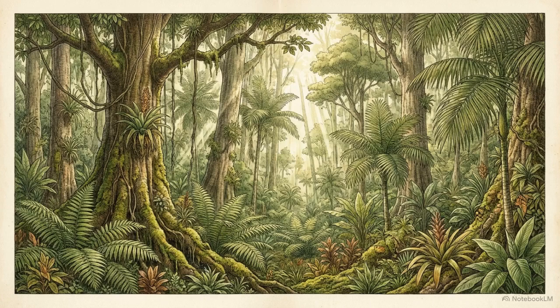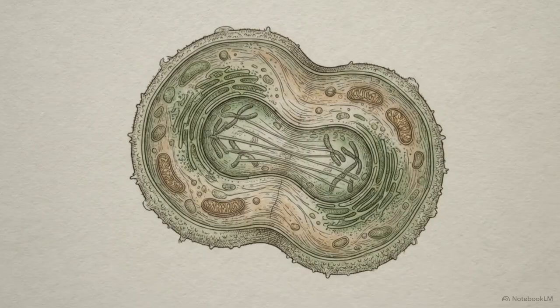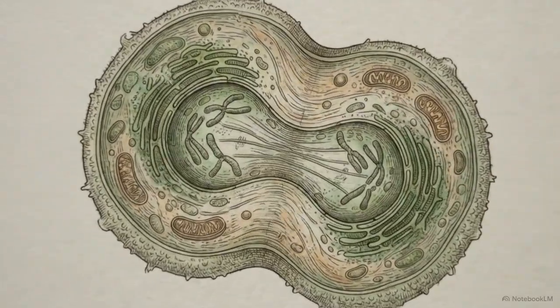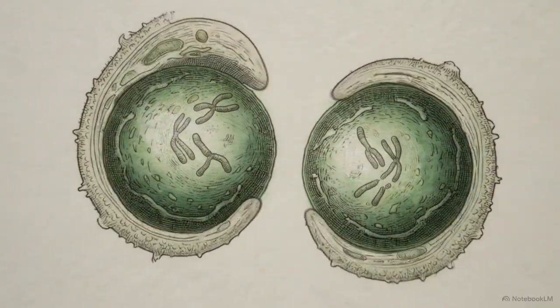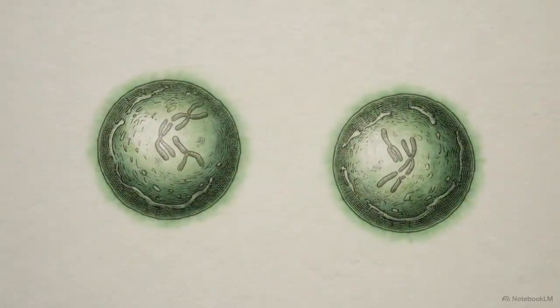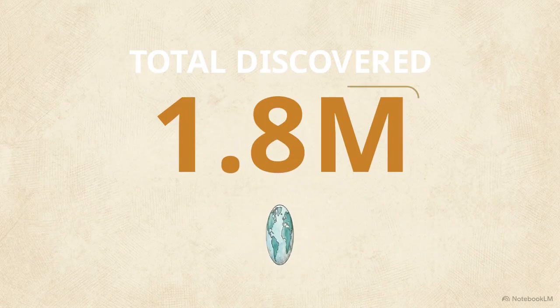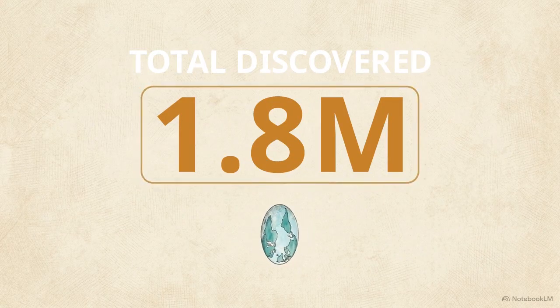Welcome to Chapter 1, Apne Aspas Dekho. Look around you. From the microscopic bacteria on your hands to the dense forests outside, the living world contains an incredible variety of life forms. In fact, scientists have identified between 1.7 and 1.8 million species on Earth. Mark this down. It is a critical data point for your board exams.